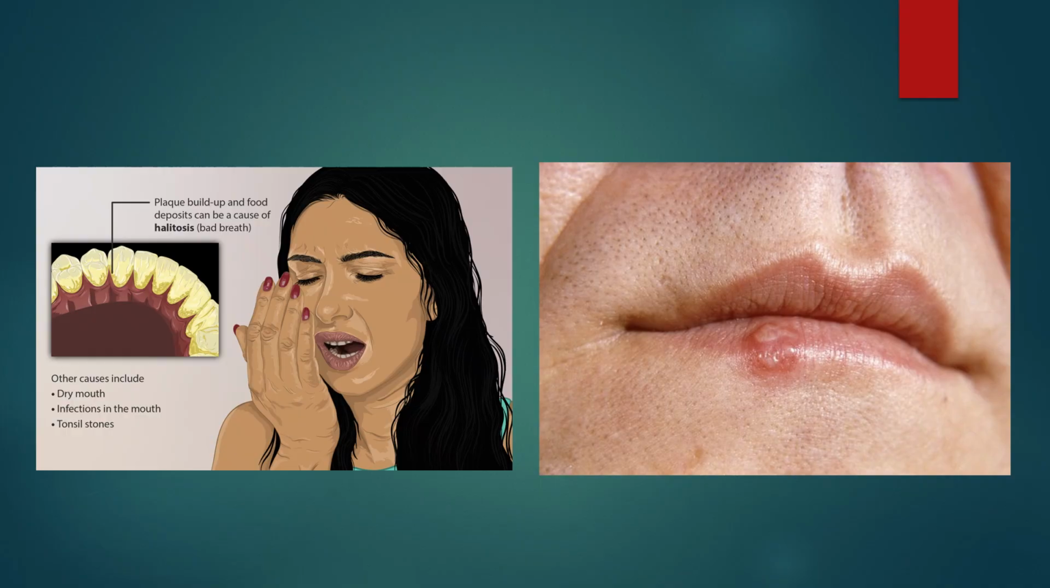On this slide, we're looking at two very common oral conditions that students will encounter both clinically and histologically: halitosis and herpes stomatitis. The image on the left illustrates one of the most frequent causes of halitosis or persistent bad breath, bacterial plaque accumulation along the teeth and gingival margins. As bacteria break down food particles and amino acids in the oral cavity, they release volatile sulfur compounds, which are responsible for the characteristic odor.